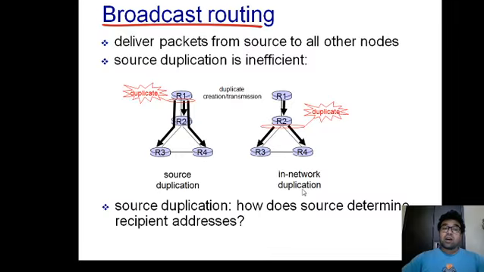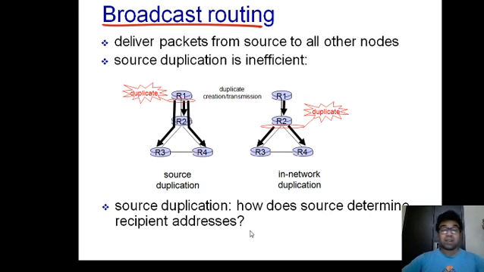The second thing is that source duplication is inefficient. This is the disadvantage of what I told you just now. The second thing is source duplication: how does the source determine recipient addresses?